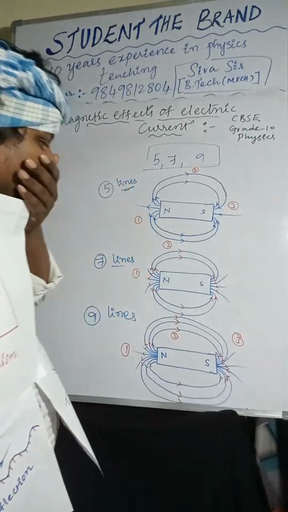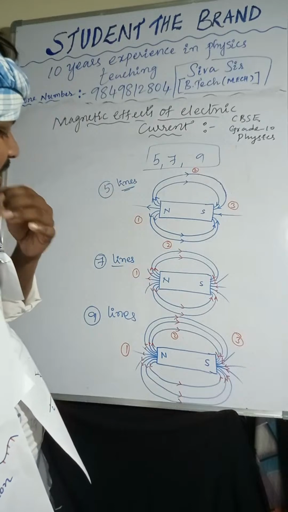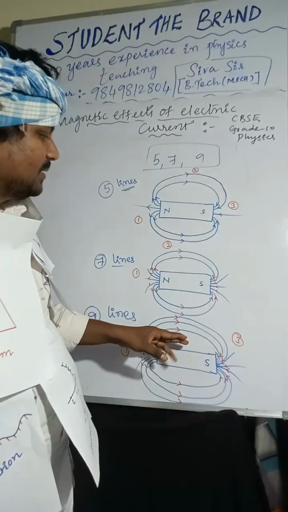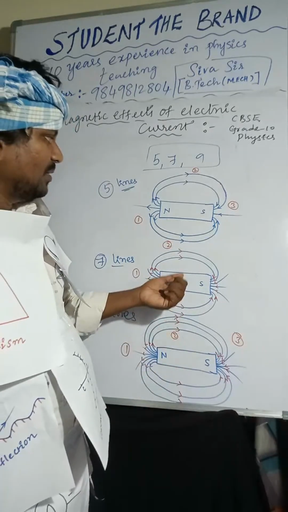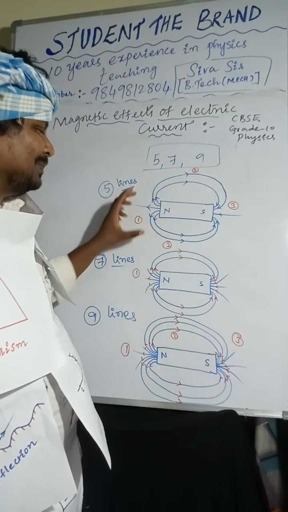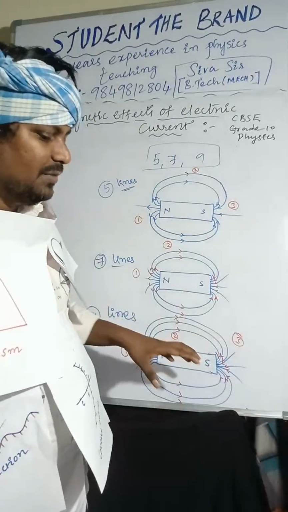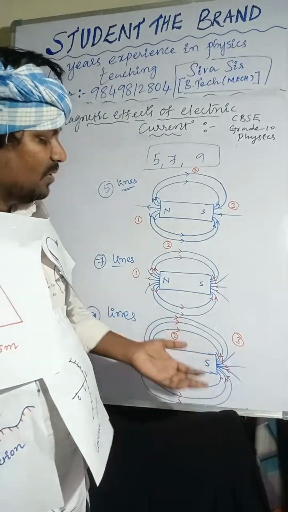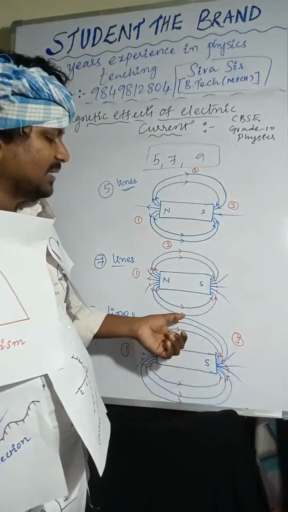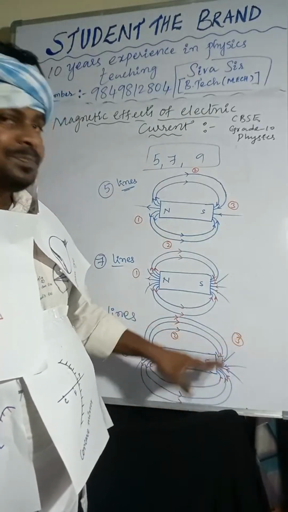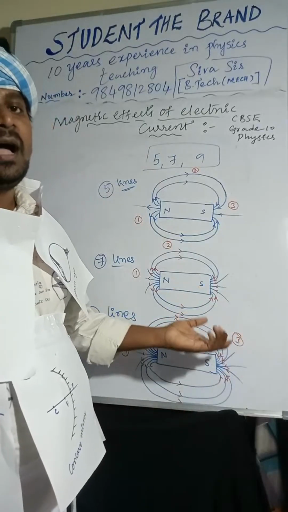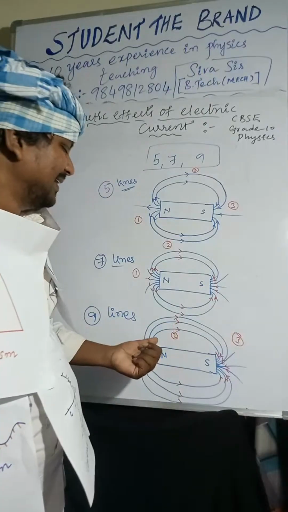So I prefer, if you draw a neat diagram, I prefer 9 lines. It is very simple. If you draw in a neat, better way, it is still more good. 3 lines above, 3 lines below, and 3 lines in the middle. So my choice is 9 lines.